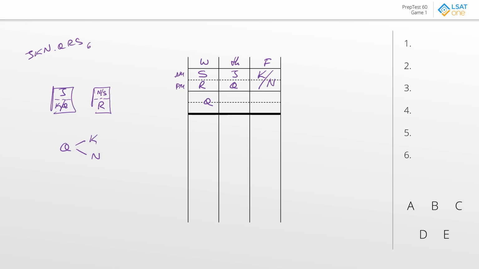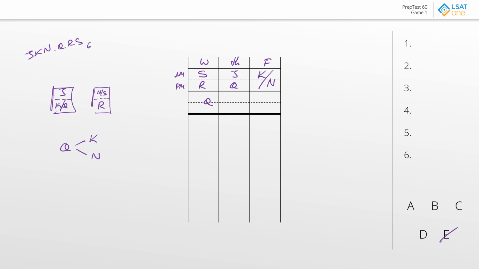So answer choice A has J morning with K, that's fine. B has J morning with Q, that's fine. C has J morning with K, we're good. D has J morning with K, we're good. E has J in the afternoon, that does not work. So we can get rid of answer choice E.